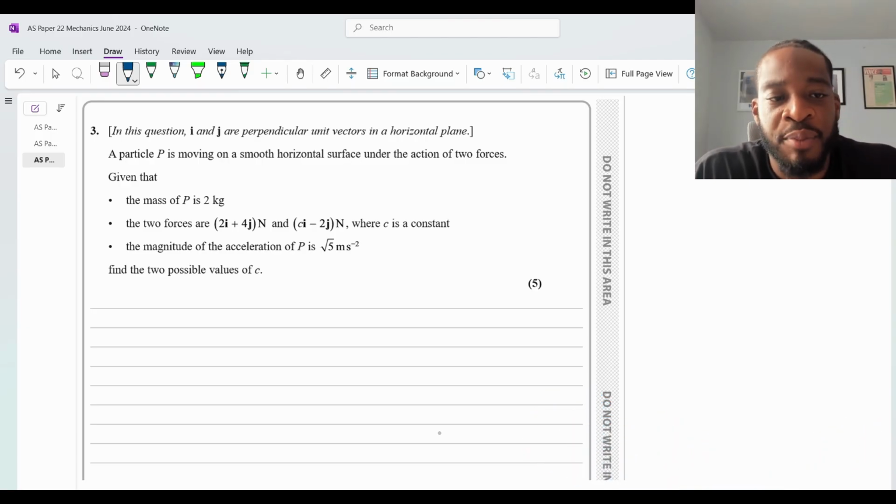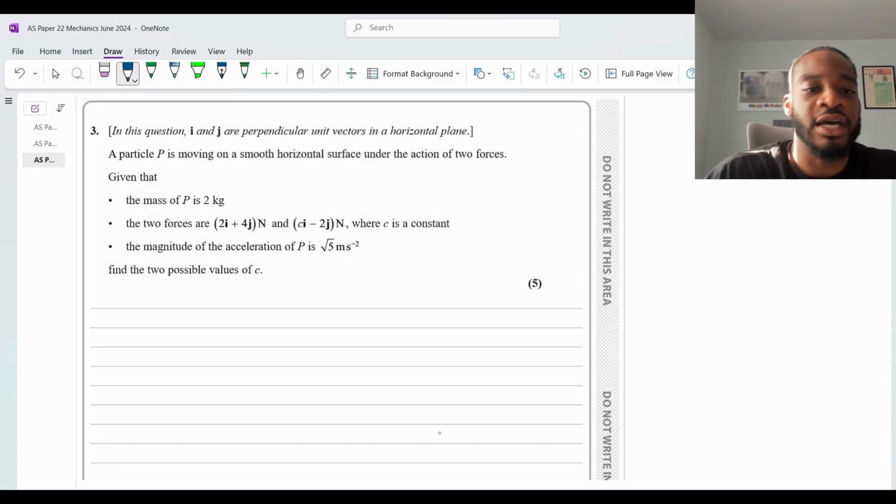Given that the mass of P is 2 kilograms, the 2 forces are 2i + 4j newtons and ci − 2j newtons, where c is a constant. The magnitude of the acceleration of P is root 5 meters per second. Find the 2 possible values of c for 5 marks. Okay, so we're trying to find 2 values for c.